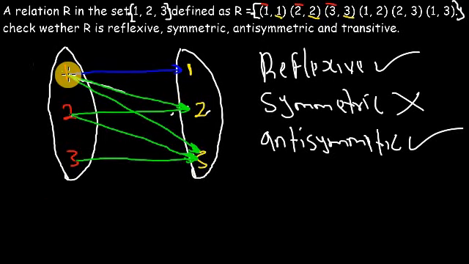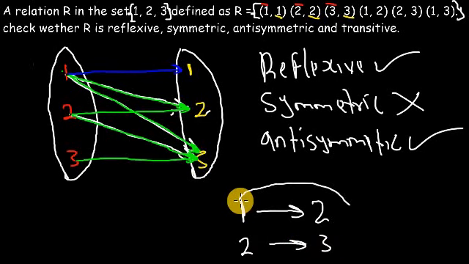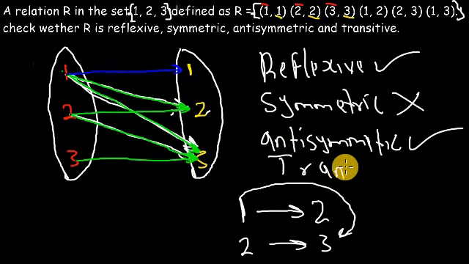1 is being produced to 2. 2 is being produced to 3. Wow. And 1 is now being produced to 3. That's interesting. That's a great shortcut. I move from 1 all the way to 2, and I move from 2 all the way to 3. I need a shortcut where I move from 1 all the way to 3, and it tends to be present. Therefore, this relation is transitive.